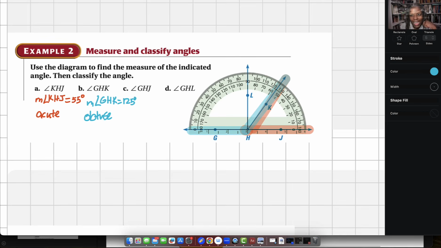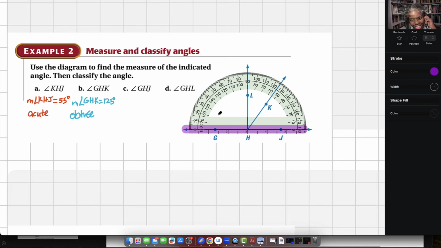Let's go ahead and do the last two. Angle GHJ is a straight angle. You can see we start at 0 and we go all the way over to 180, or we could start at this 0 and we're still opening out to 180. And so that one is pretty clear to see.